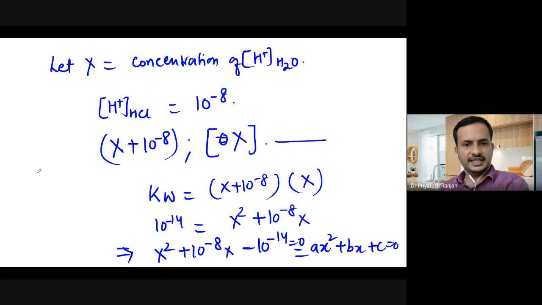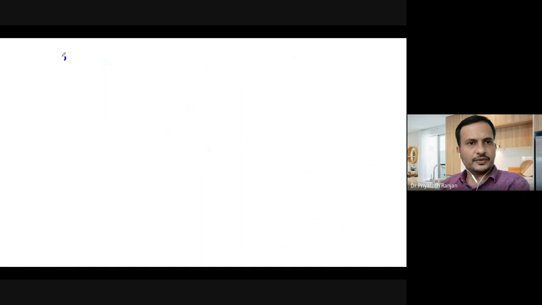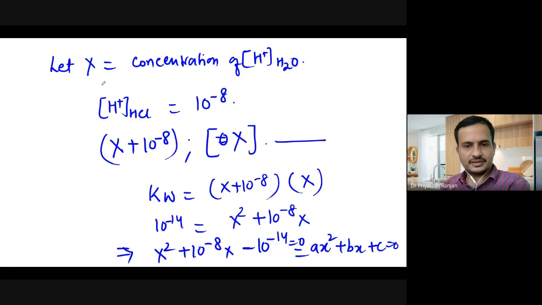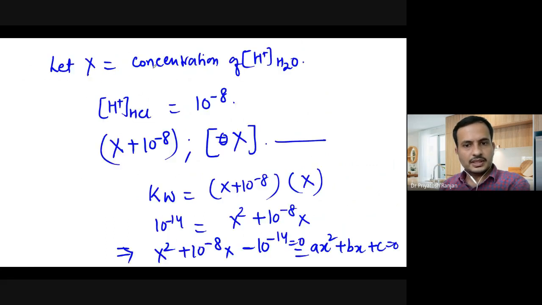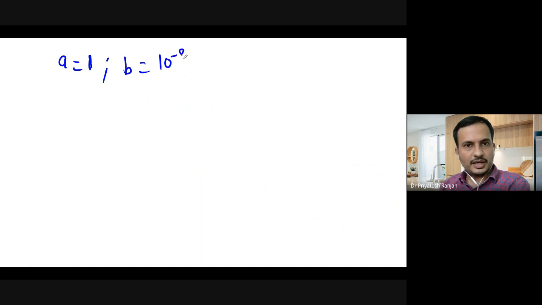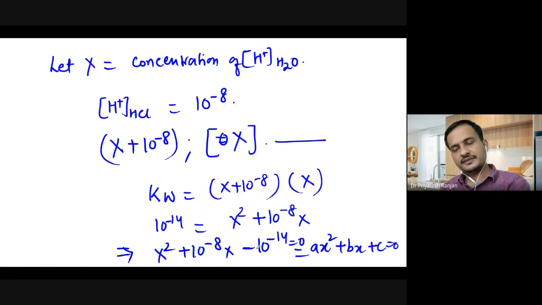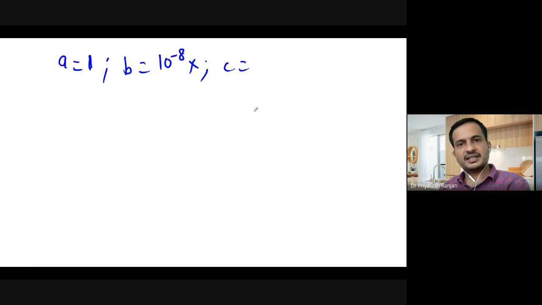Now, what is the a here? I need to solve this equation in the form of a quadratic equation. You just need to do a bit more calculation, but it's good to solve in that fashion. So a is equal to 1, b is equal to 10 raised to the power minus 8, and c is minus 10 raised to the power minus 14.